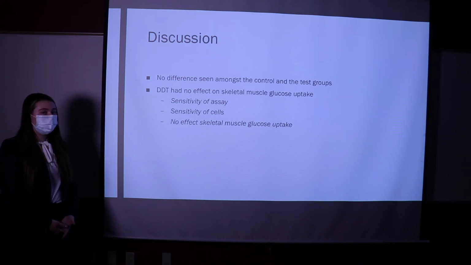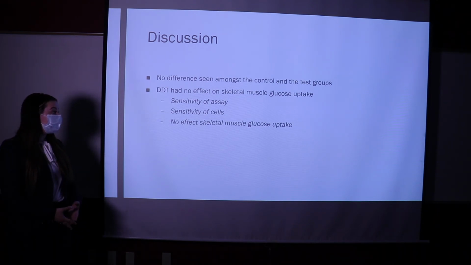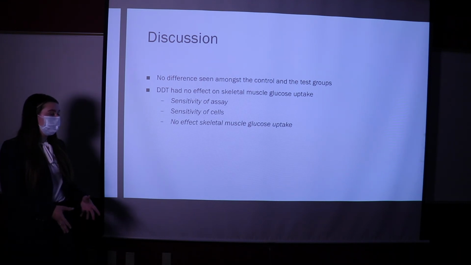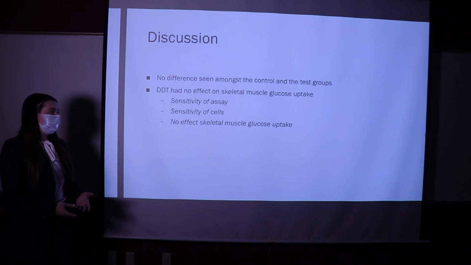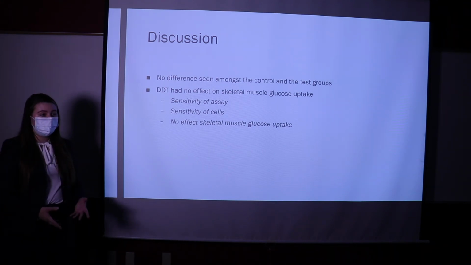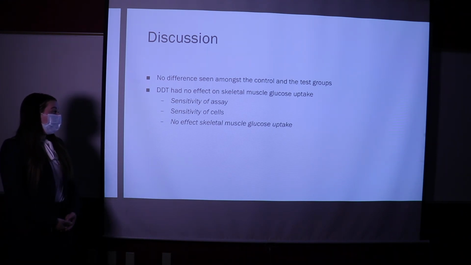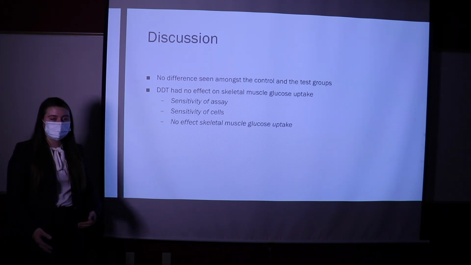Also, the sensitivity of the cells could be a problem for this. Typically, C2C12 cells, which is another immortalized cell line, would be used. But in the process of immortalization, they lose all sensitivity to insulin. So instead we chose L6 cells, but these still might not be as sensitive to insulin as live tissue or tissue samples would be. Or it could be the possibility that DDT does not have an impact on skeletal muscle glucose uptake, and instead it is working through a different pathway to impact diabetes.